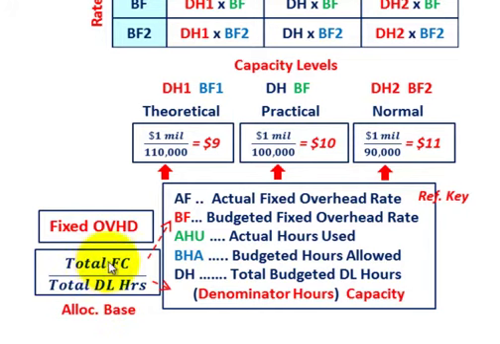So that amount, dividing your total fixed cost by the total direct labor hours produced by the plant for the period, is going to be your actual fixed overhead rate. And the budgeted fixed overhead rate would just be the same here. You take the total budgeted fixed cost and divide it by the total budgeted direct labor hours to come up with the budgeted fixed overhead rate. Okay, so this is what we're talking about when we're talking about our fixed overhead rate here.